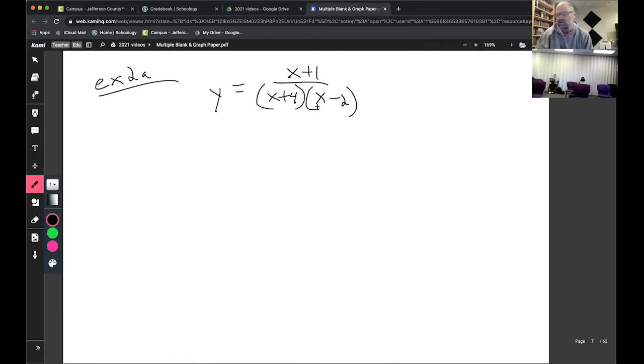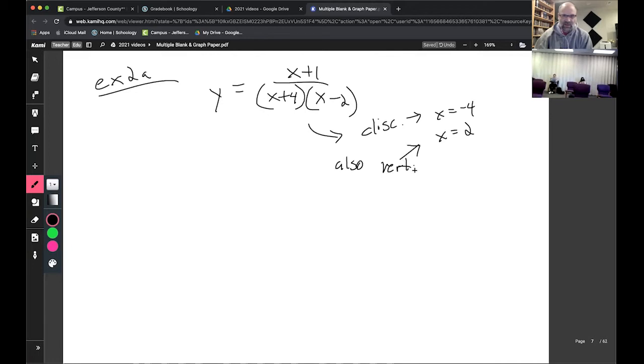(x minus 2). Okay, so the points of discontinuity, we already know that. The discontinuities are x equals -4 and x equals 2, right? And since there are no common factors of the numerator and denominator, you can't cancel the x plus 1 with anything, then these are the vertical asymptotes, okay? So these are the vertical asymptotes.